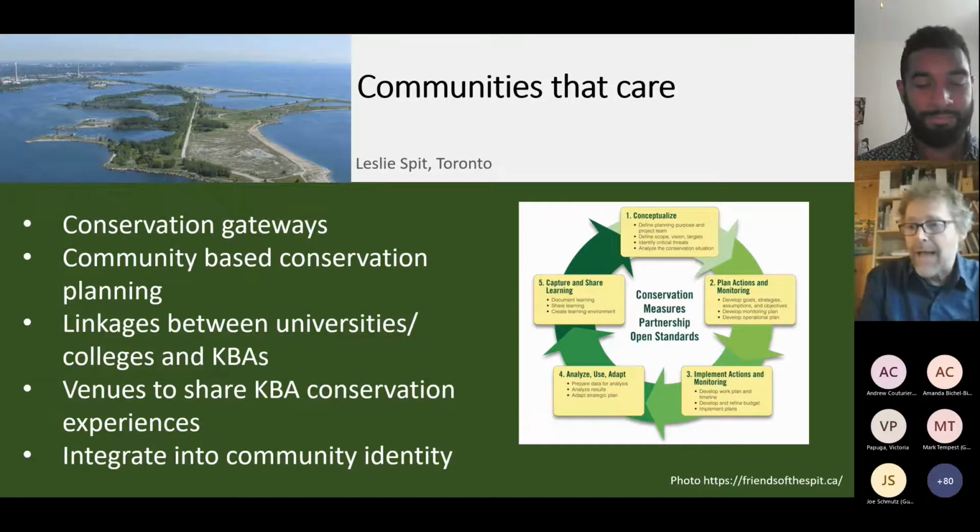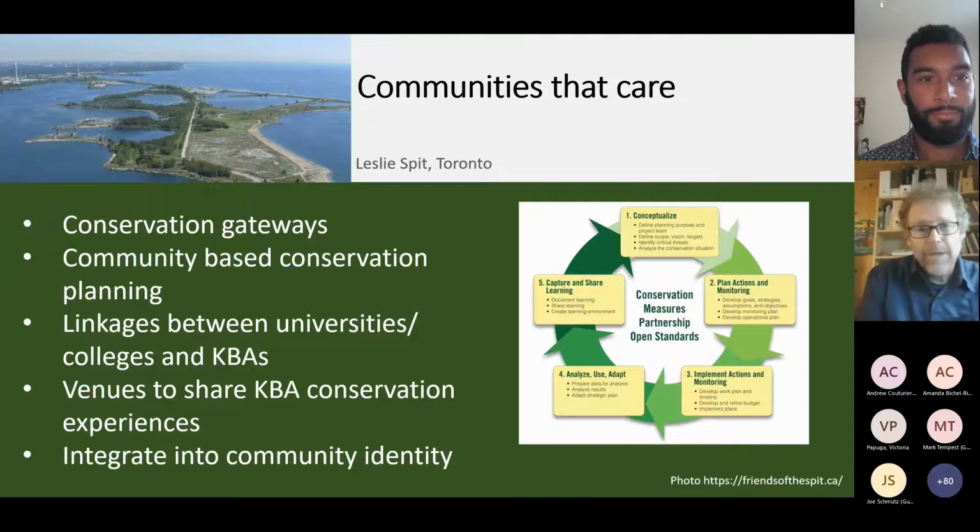Maybe the most important aspect of KBAs is that they can be integrated into the identity of communities. Now, we should not underestimate the impact of how a global or national stamp of recognition of what makes a place special can inspire local pride and action. In the long term, these may be places that don't just get protection through planning or laws or stewardship, but they become so ingrained in local identity and sense of place that their conservation becomes a culture.